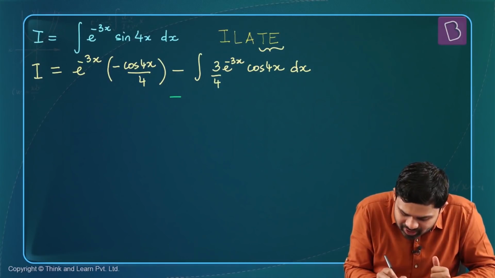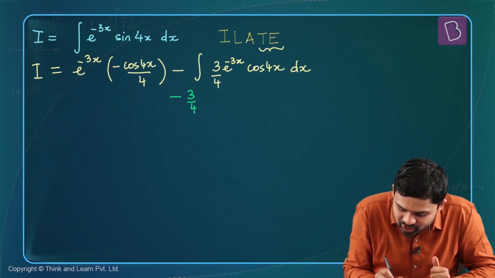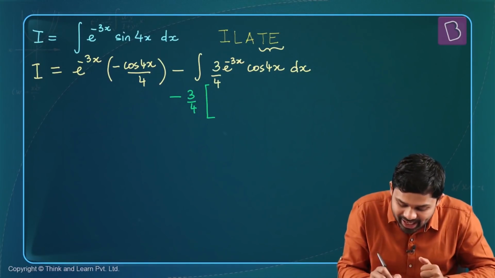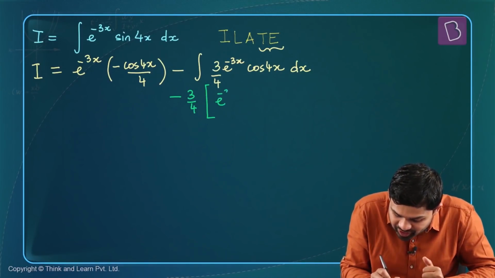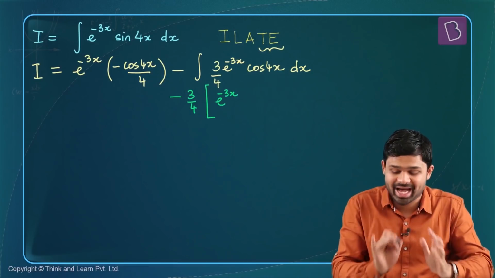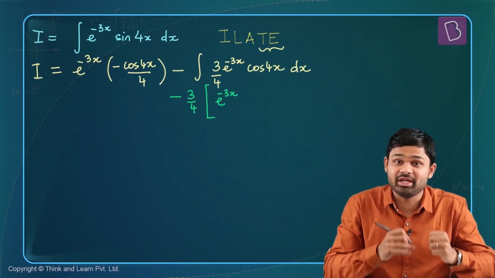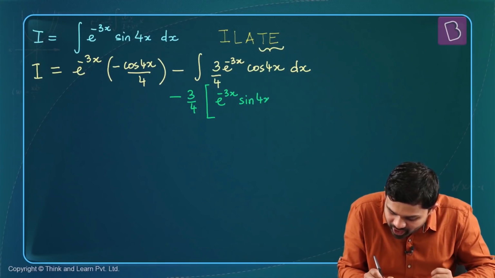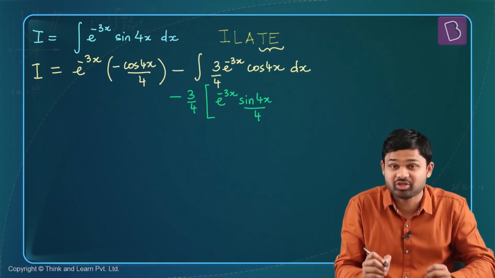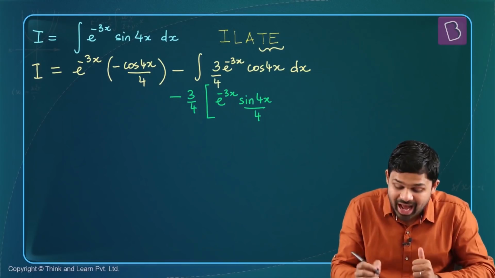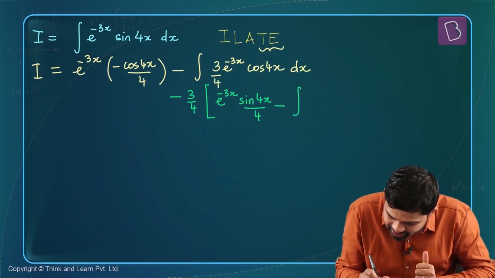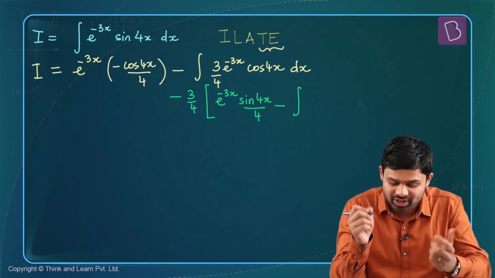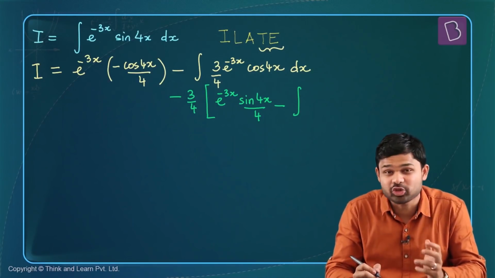So I have to keep the negative 3 over 4 common outside, and then use integration by parts for the second time. I get e raised to negative 3x, the first function, as it is. And then I have to integrate the second function. The integral of the second function is going to be sine 4x divided by 4, because now the second function is cos 4x. And from this I have to subtract the integral of the differential of the first function, that's going to be e raised to negative 3x.